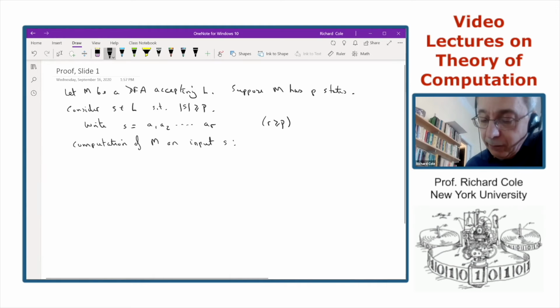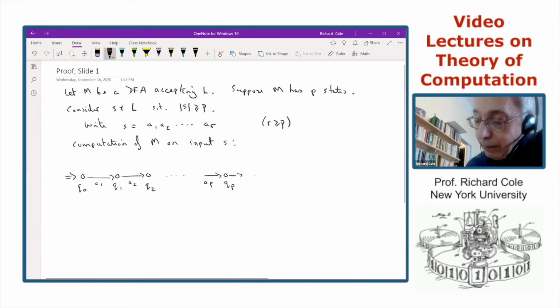It goes through a sequence of states. It begins at the start state, call it Q0. And it reads the first character in the string, A1, which brings it to state Q1, say. Reads the second character, which brings it to state Q2. And we keep going in this fashion. When we've read the Pth character, we will reach state QP. And we keep reading. And when we've read the Rth character, we will reach an accepting state, call it QR. Now, this is not to say all these states are distinct. It's just the sequence of states that M goes through on reading this particular string.